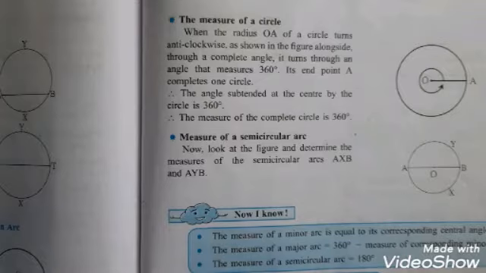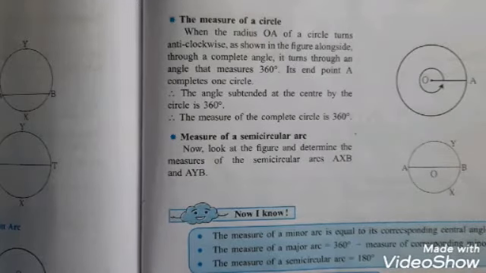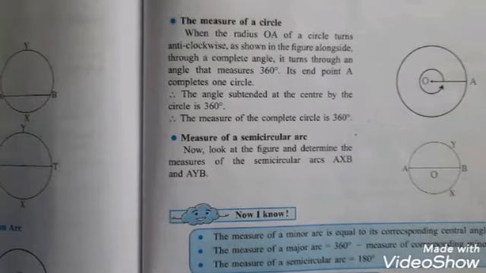Chapter number 11, Circle. In earlier classes, we have studied the concepts regarding central angle and measure of the arc, that is, measure of minor arc as well as the measure of major arc. Now let us proceed further. Now we'll learn what is the measure of a circle.